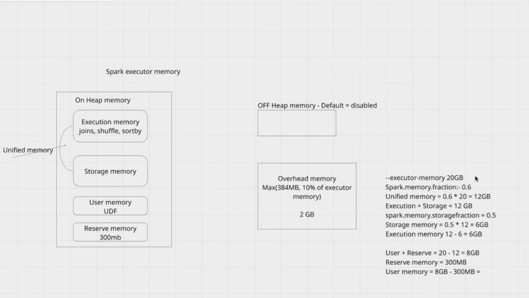Unified memory generally works in a dynamic memory allocation mode. I mean to say the execution memory and storage memory generally divide the memory between themselves as per the requirement.